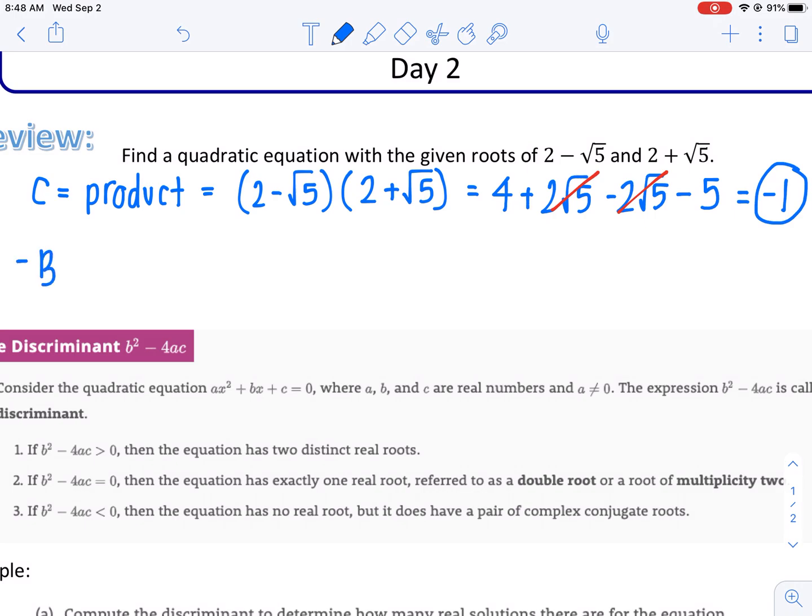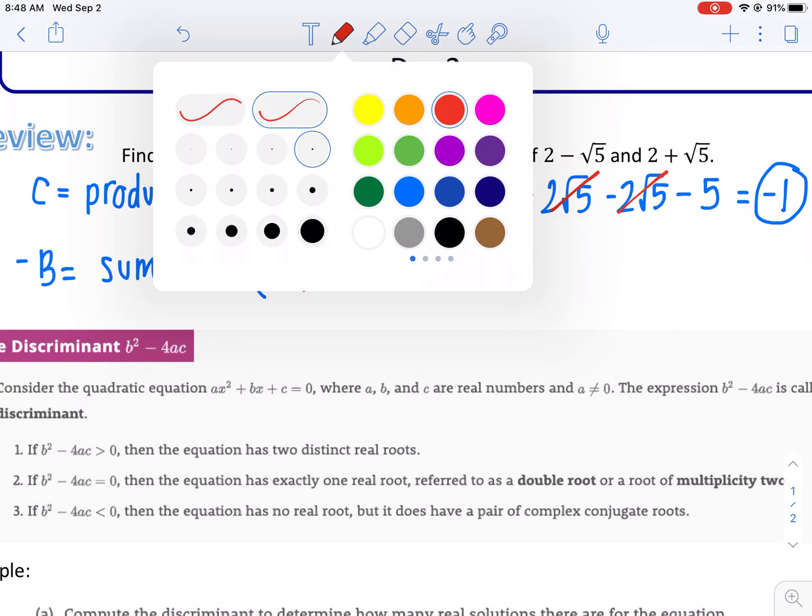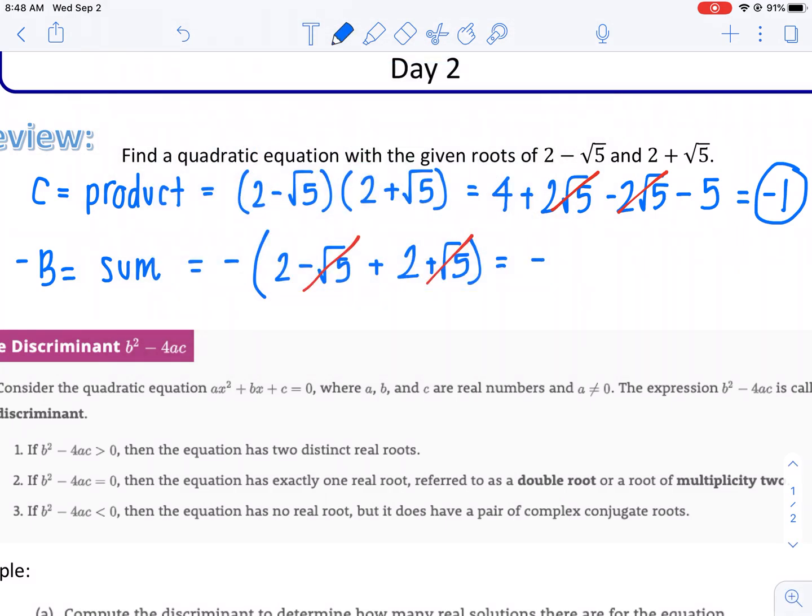Also, the negative b value is the sum. So I like to put the negative sign out front. And now I'm going to add my two roots. 2 minus root 5, add it to my next root, which is 2 plus root 5. Notice I have no denominator, so I can just combine like terms. These are the same, they will cancel, and I'm actually left with negative on the outside, 4. So my negative b value would be negative 4.